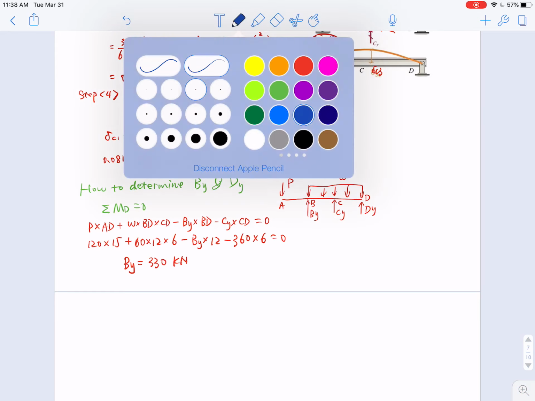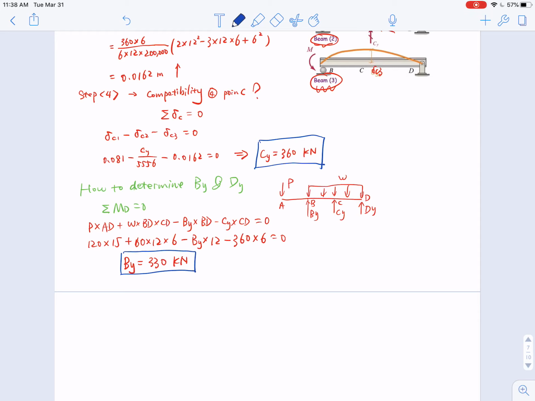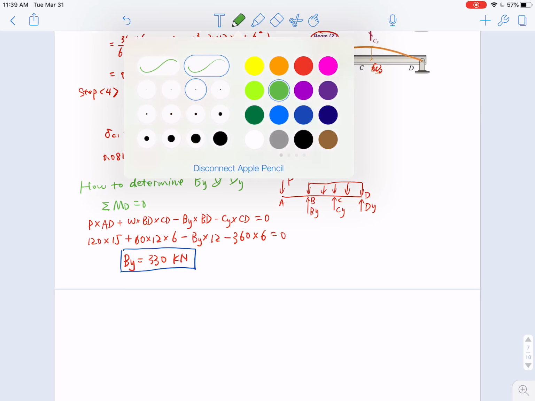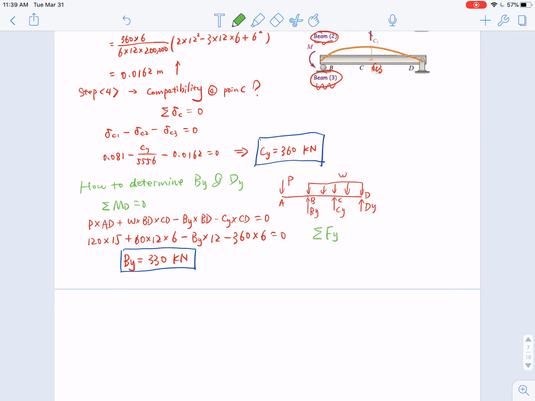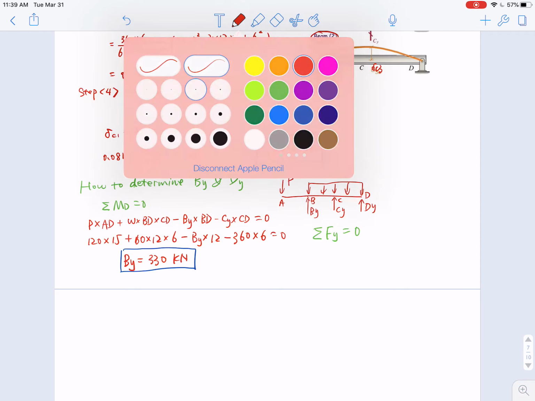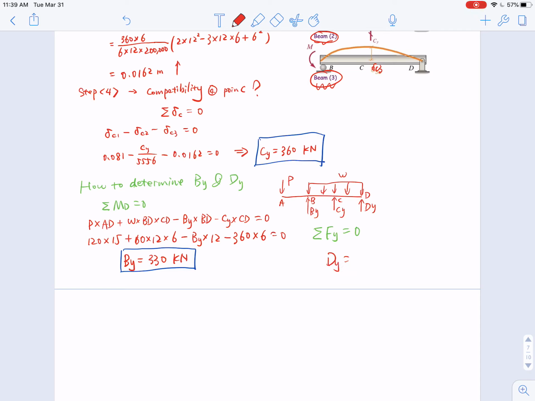This is our second reaction force, solved from this equation based on statics. The last one, Dy, is as simple as sum Fy equals 0. Since you already know P, W, By, and Cy, the only unknown is Dy. You can solve that one. I will not give details since this is simple enough. So Dy can be solved as 150 kilonewton. This is the third reaction force that we determined.